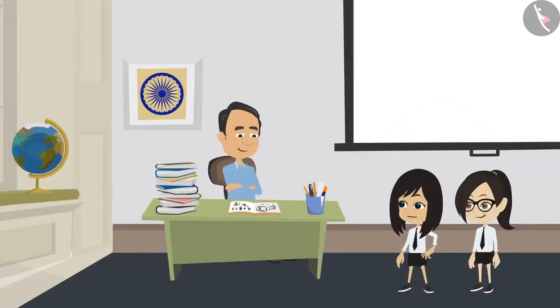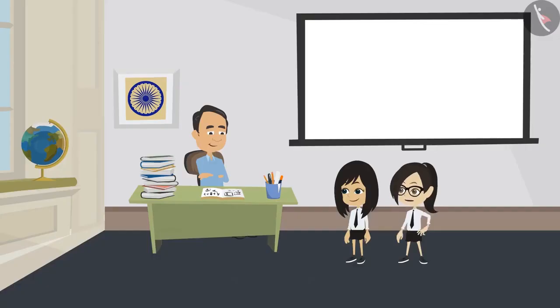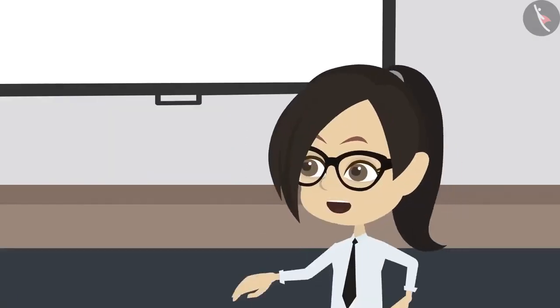Now I can tell whether the front wheel of the tractor is bigger or the wheel of the bicycle. Please tell. Sir, the wheel of a bicycle is bigger because its radius is 9 inches, which is more than the radius of the wheel of the tractor, which is 8 inches. This means when we know the radius or diameter of a circle, we can tell whether it is big or small without looking at the circle.